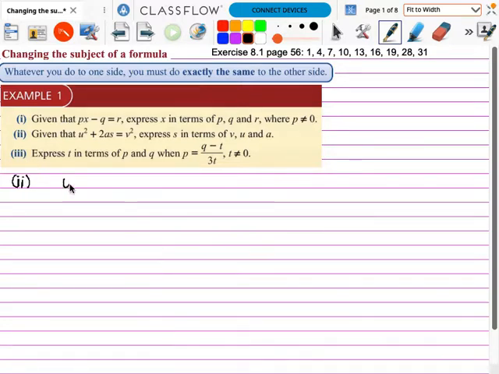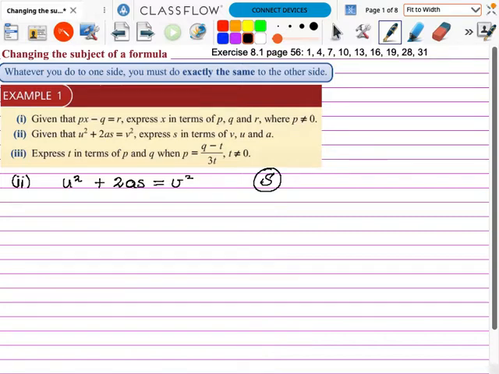What do I have? U squared plus 2as is equal to v squared. What's the letter I am trying to isolate on its own? It's an exercise in reading. I need more hands than that. So what's the letter that we are trying to isolate? What do they tell us that we're trying to isolate? S. We're trying to isolate the S. So this is what we're trying to isolate.